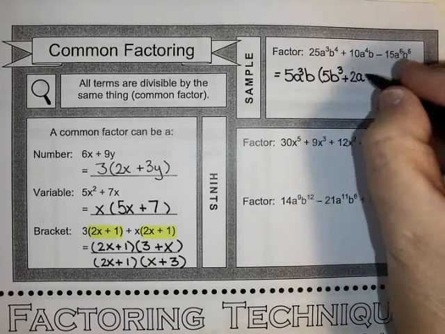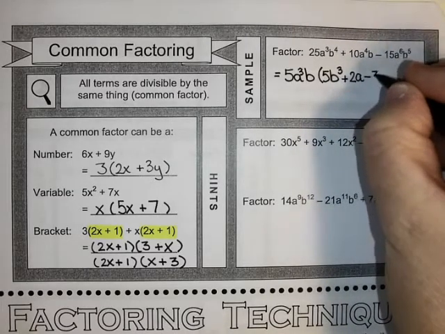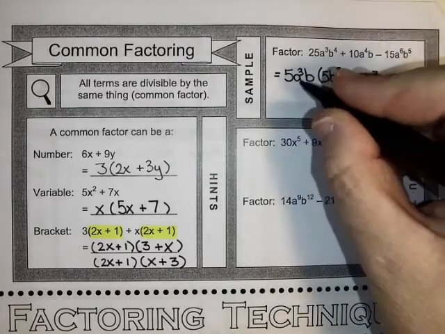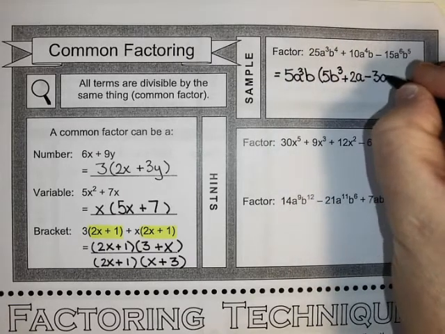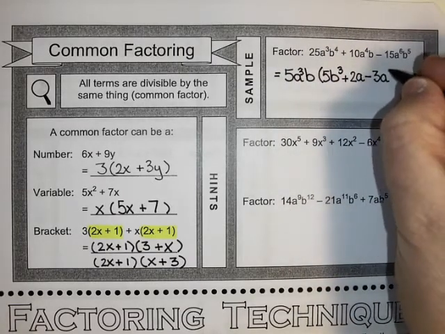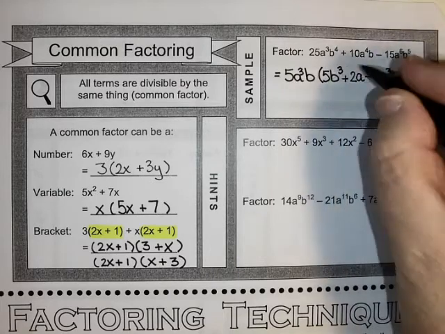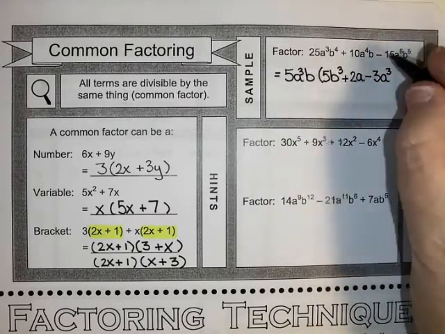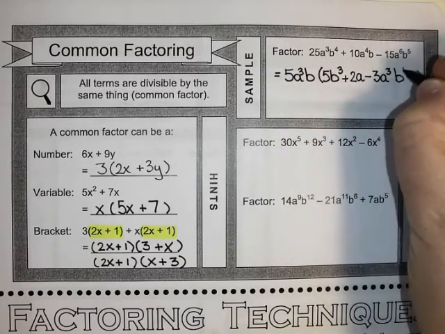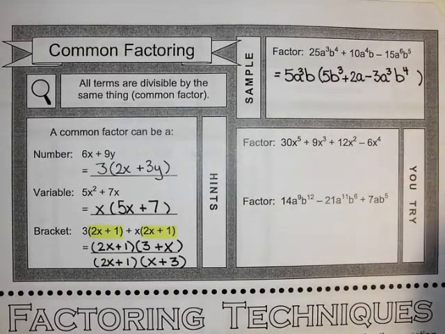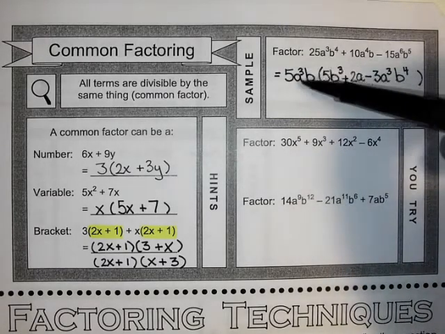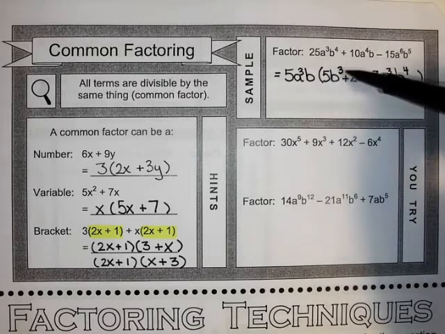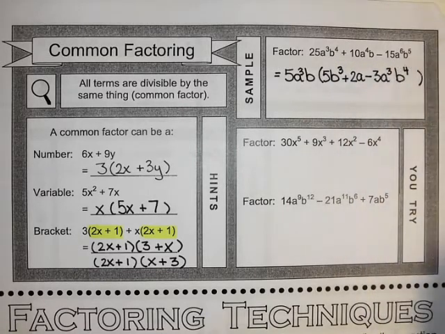All right, negative 15 divided by 5 is negative 3. A to the 6 divided by a to the 3, I subtract those exponents. 6 take away 3 is 3. And then b to the 5 divided by b, that's 5 minus 1, or b to the 4. So my multiplication question is 5a cubed b times 5b cubed plus 2a minus 3a cubed b to the 4.